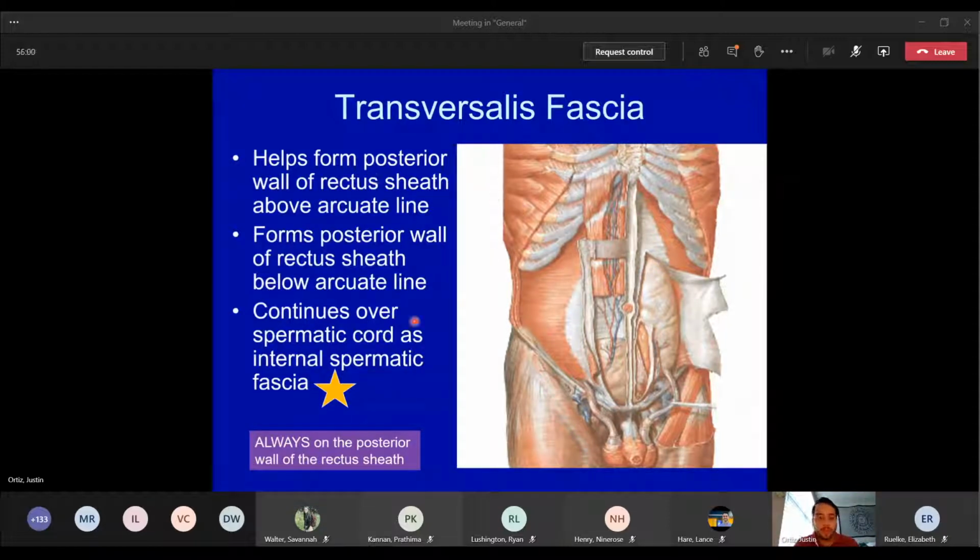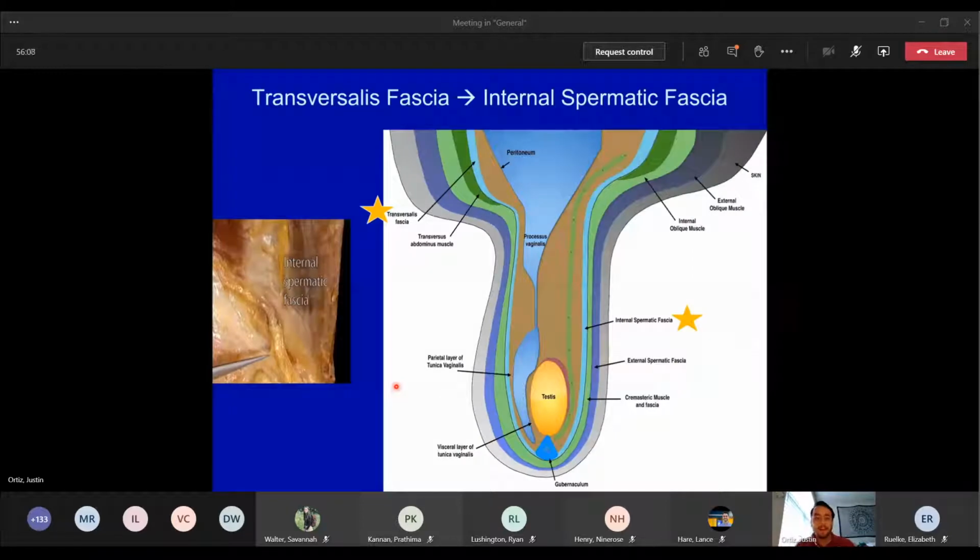Right, so transversalis fascia into the internal spermatic fascia. Always going to be on the posterior wall of the rectus sheath. Important to note that. So again, on this slide, here we are, transversalis fascia going into the internal spermatic fascia, right? So let's follow our colors here. So we have our transversalis fascia right here in light blue, like baby blue right here. This is going to be almost the deepest structure other than the peritoneum, right?